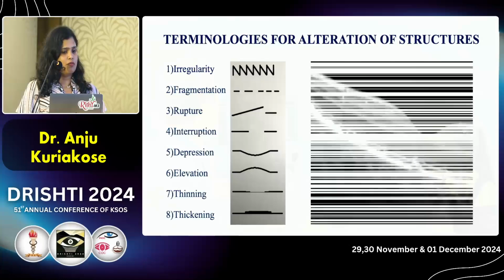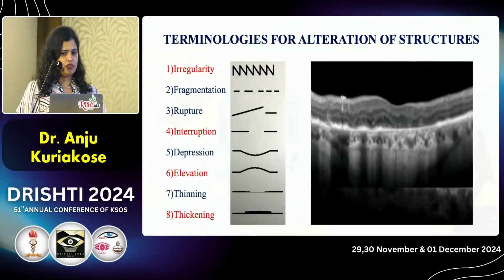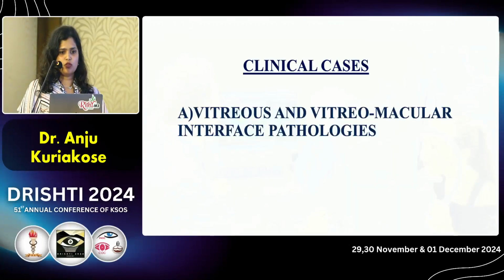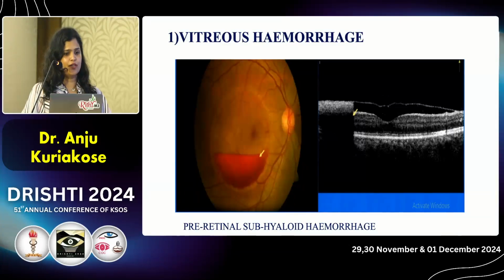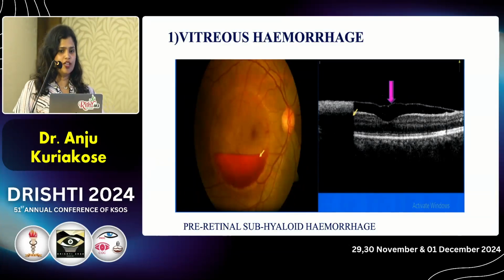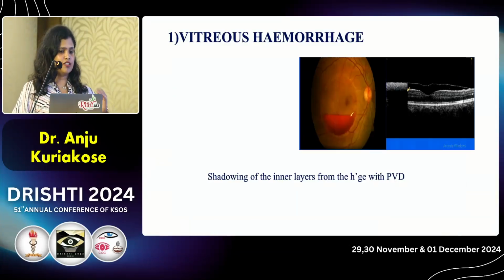So these are the common terminologies used. I am not going into the detail of this. So next is clinical cases. So first is vitreous and vitreomacular interface pathology. This is a vitreous hemorrhage. We will be seeing a subhyaloid hemorrhage. In OCT, we will be seeing a shadowing of the inner layers from the hemorrhage with the PVD.